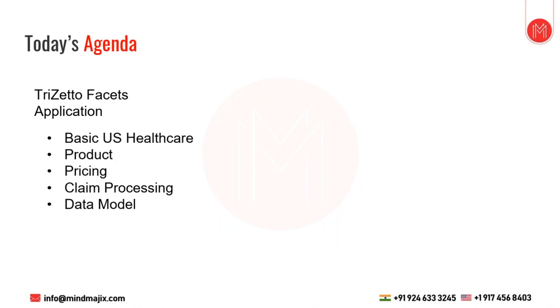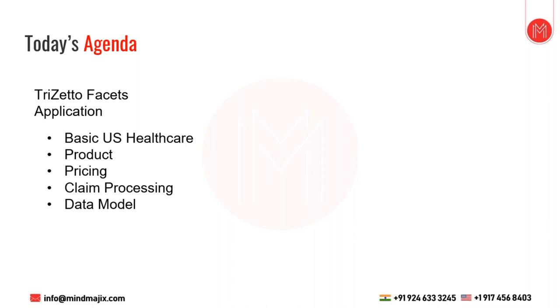Today's agenda is the basics of US healthcare. What is a product, how it is configured, how a stop-loss limit or deductible is configured, how product variable components or product business components are configured, and what is line of business and why it is important. Then Facets pricing: how pricing is calculated for a claim or a product, how fee schedules are attached, how an agreement is picked for a product on a particular claim, how an agreement is mapped, and how a network is identified. All this comes under claim processing.